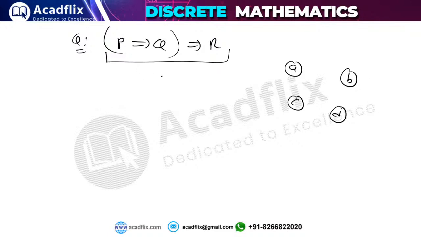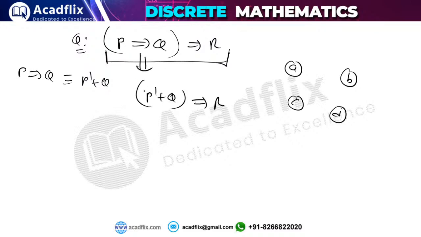Let me solve it. This formula I can convert using this property. This property you already know: P implies Q is the same as P dash plus Q. You already know this thing, so I can use it. So this P implies Q I will write like this: P dash plus Q implies R. Now remember, this is our LHS and this is our RHS.